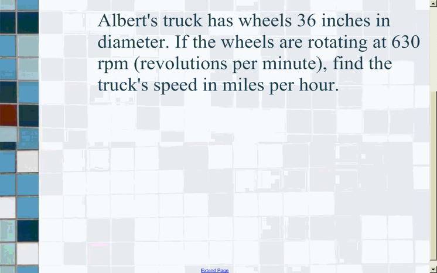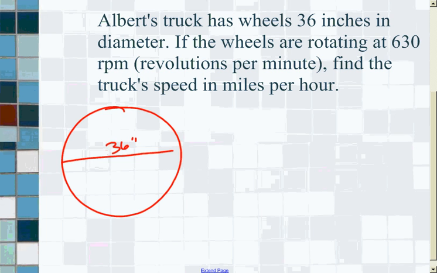So Albert has a truck. Why? Because he likes trucks. The wheels are 36 inches in diameter. I was going to use the technology, but there you go. So 36 inches across. And the wheels are rotating 630 RPMs, revolutions per minute. Find the truck's speed in miles per hour. Well, first of all, what you have to probably figure out is what?